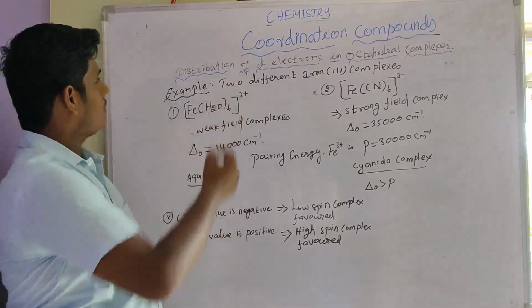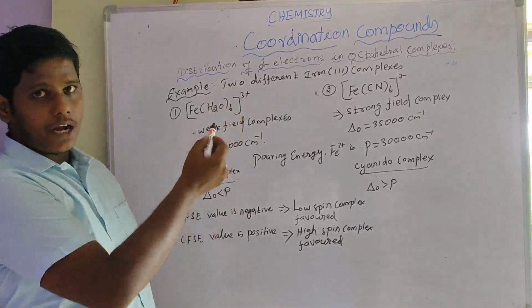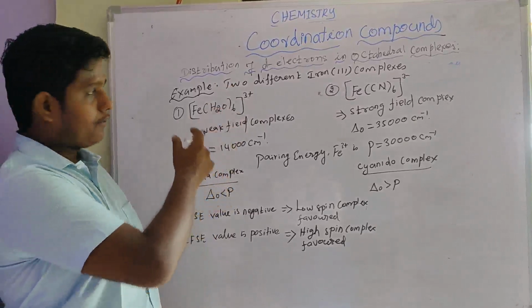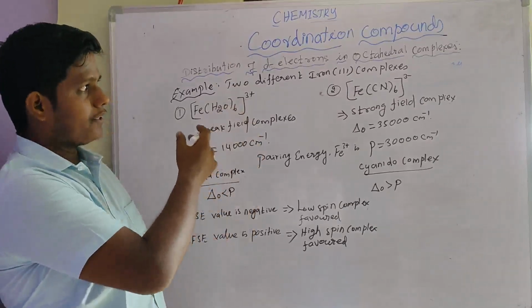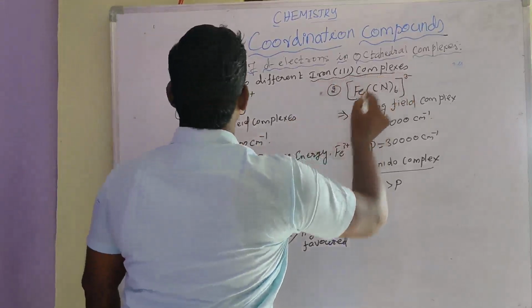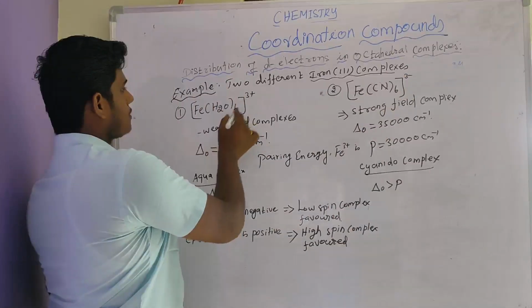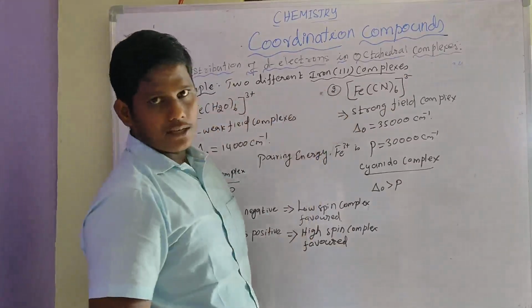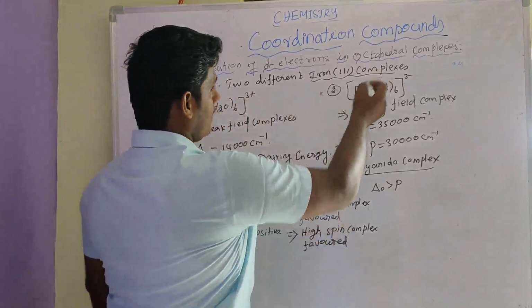So now discuss the example: distribution of electrons in octahedral complexes. Two different iron complexes, given in the textbook. Okay, iron 3 complexes. Complex number 1 is [Fe(H2O)6]3+, and number 2 is [Fe(CN)6]3-.